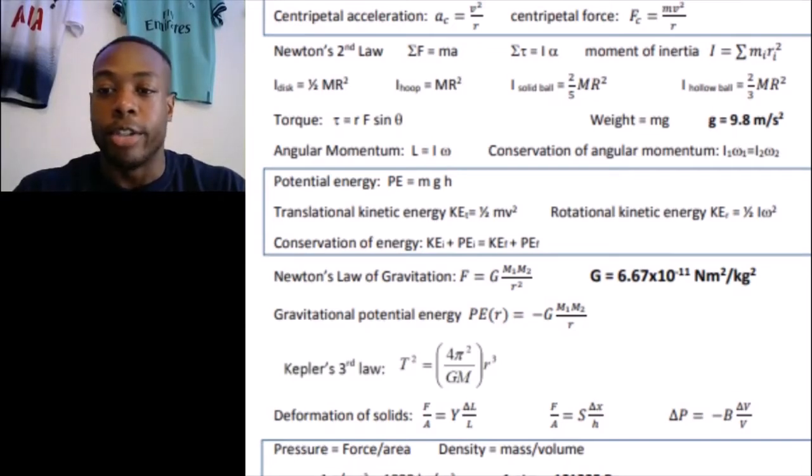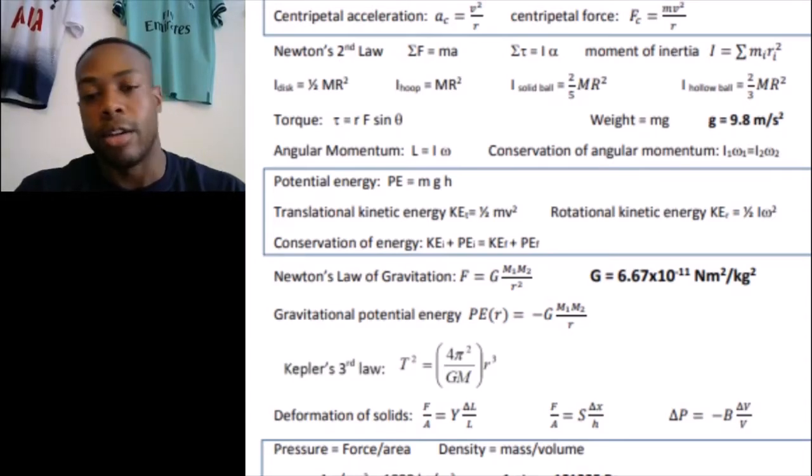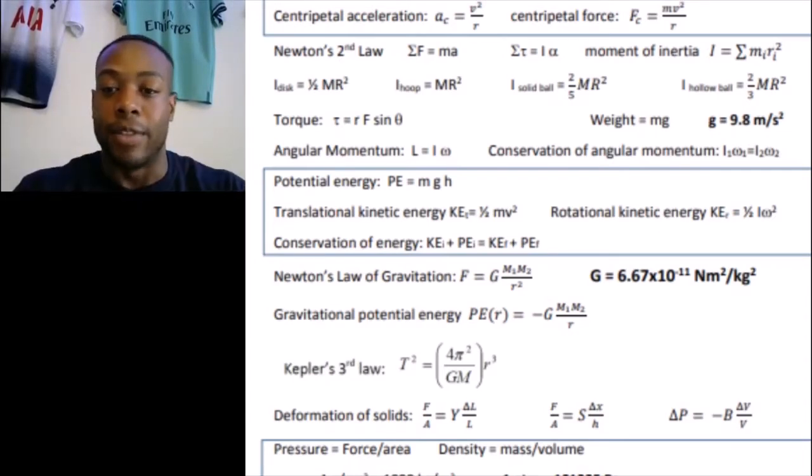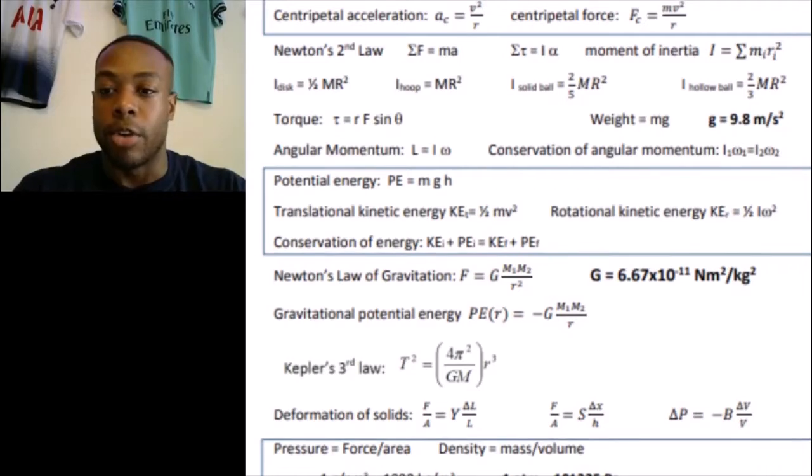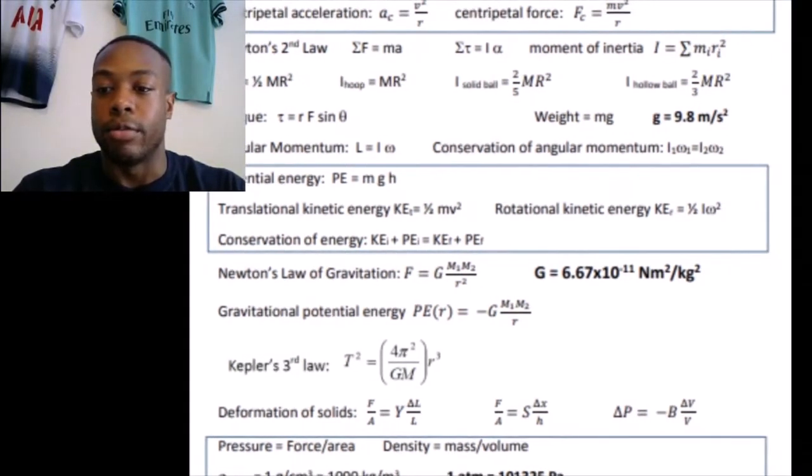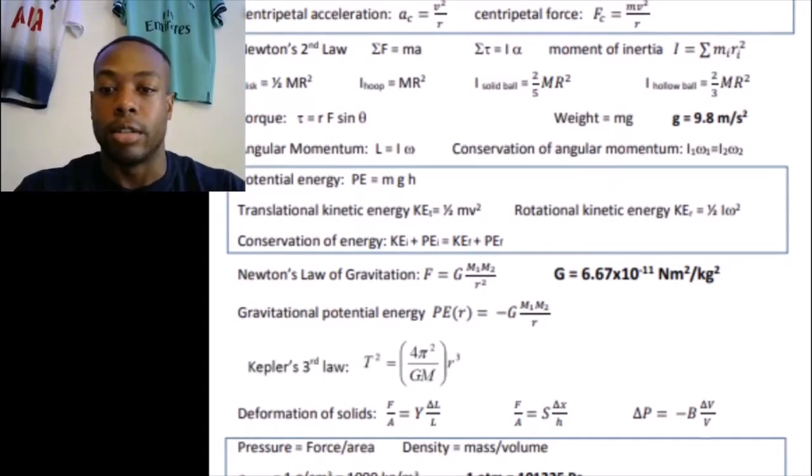We also have inertia, which is just I. Inertia's units are going to be kilograms times meters squared. So inertia is going to be the I, kilograms times meters squared. You also see we have multiple different ways to calculate inertia based on the shape of the object. So that's going to be important. Make sure you're using the right value or formula.